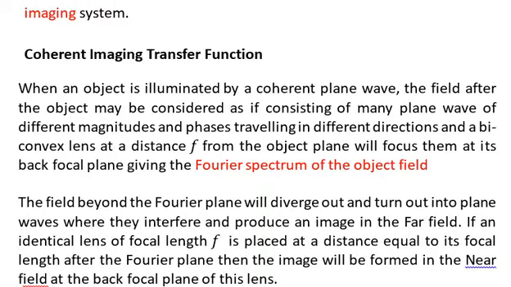So you see that when a plane wave illuminates an object, due to diffraction after the object the input field will be split into many plane waves of different amplitudes and different phases going in different directions. And if there is a lens at a distance f from the object, that lens will collect these different plane waves and focus them at a plane which we call the Fourier plane, and each plane wave will be focused at a single point on the Fourier plane.